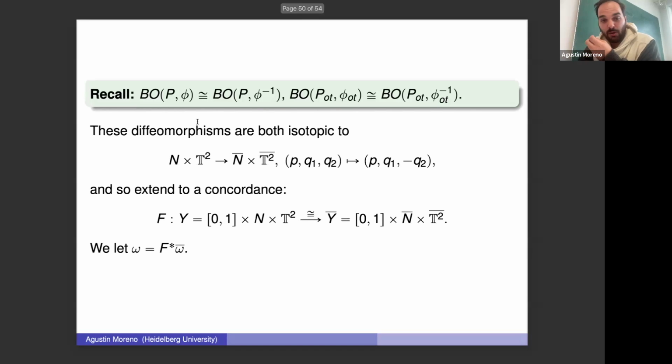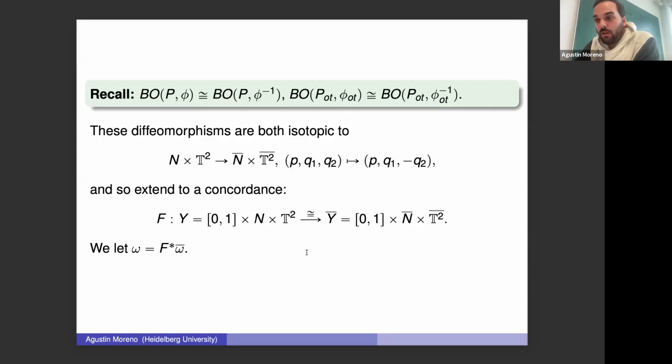And I just observe that these diffeomorphisms are actually isotopic to each other, because they're isotopic to just this diffeomorphism, which takes the identity on the first factor and swaps the orientation on the second factor, on T2. So in particular, they extend to a concordance. Okay? So they're isotopic to each other. I can find a concordance which at the bottom gives one of the diffeomorphisms, and at the top gives the other one. So I have a one-parameter family of diffeomorphisms between them. We can actually write down such a map F explicitly. What this map F does is flip back the orientation on the two factors. And then we just pull back the symplectic form that we found in the previous lemma to this concordance.